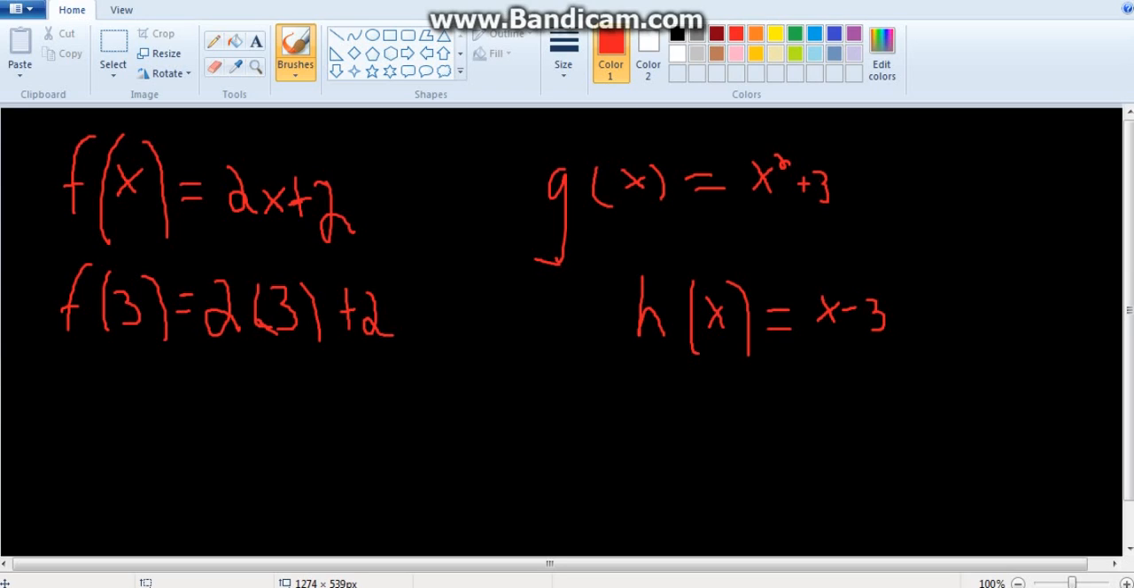What? Okay, well, we're doing composition of functions. That had nothing to do with that. And we're doing composite functions, right? Composition of functions, which is the same thing. Composite functions, right?